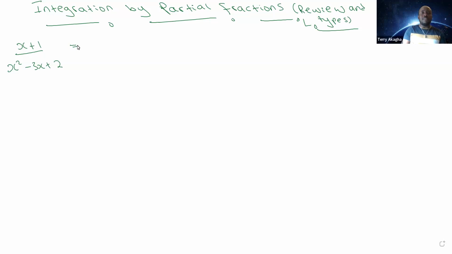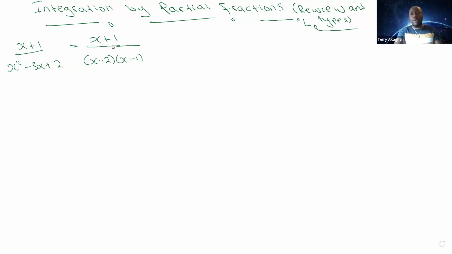Let's say we have a question like this, and we want to integrate it. We want to do a partial fraction on this. The numerator is x plus 1, and then, based on the quadratic equation, the denominator factorises as x minus 2, x minus 1. I have another video on quadratic equations, so if you're not confident with them, go back and look at it. I did solve a lot on it.